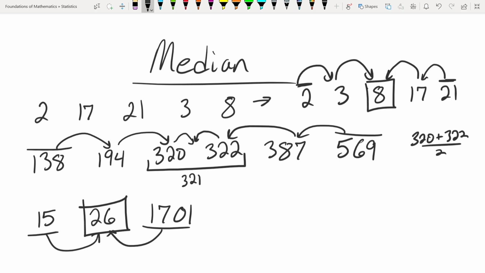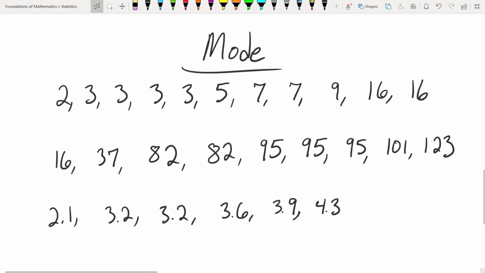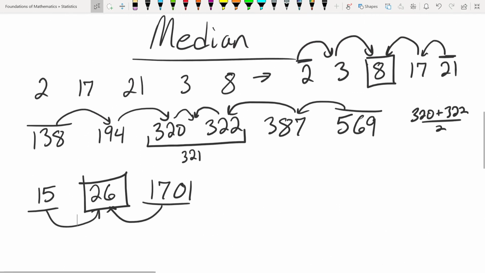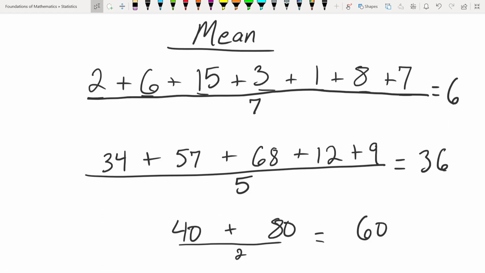Now the last type of center is called the mode, and this is the number that appears most often. Mode's a different kind of center value. It's saying the one that appears most is the center, but that only works for repeating sets. So in all the previous sets that we have here, none of the numbers repeat, and so there is no mode for any of these.